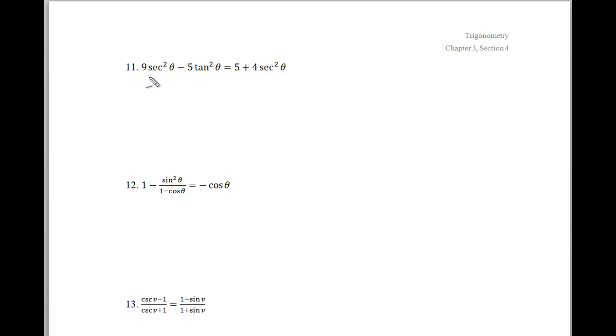functions. So on the left hand side here we've got 9 secant squared theta minus 5 tangent squared theta, and we have to get this equal to 5 plus 4 secant squared theta. So we're working with the equation with this on the left-hand side.